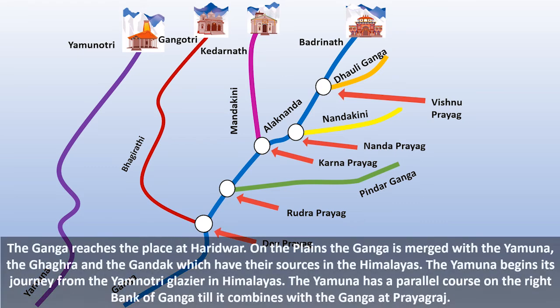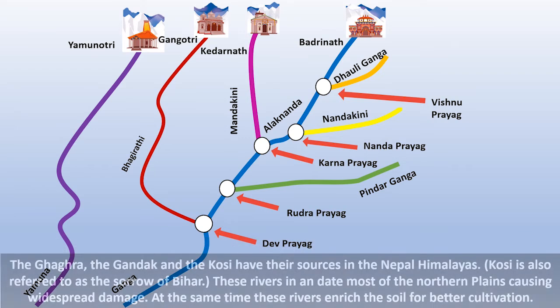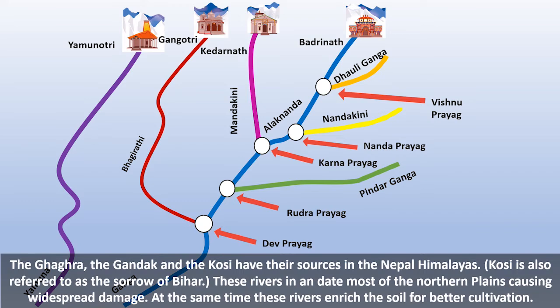Some rivers have their sources in Nepal Himalayas, such as the Ghagra, the Gandhak and the Kosi. The river Kosi is called the sorrow of Bihar. Let's read the lesson and understand more about it.